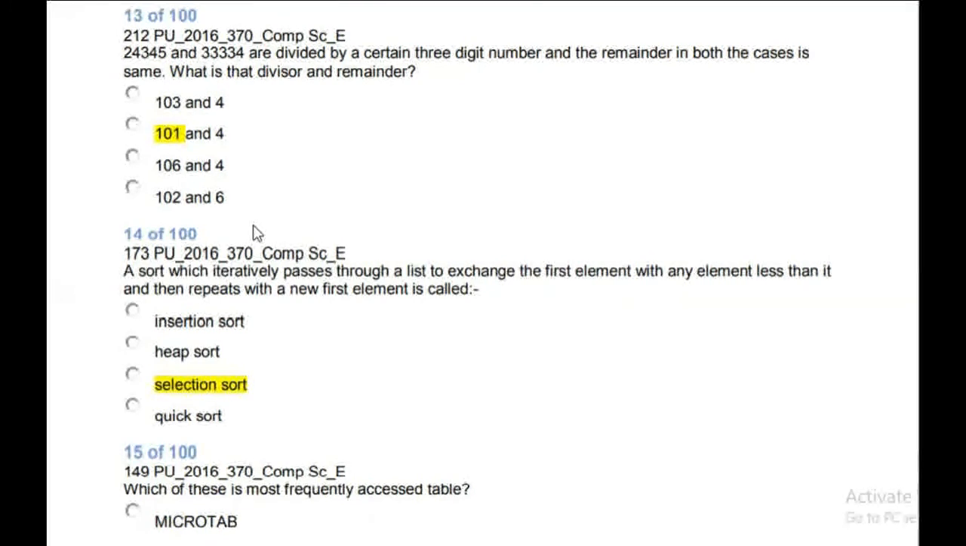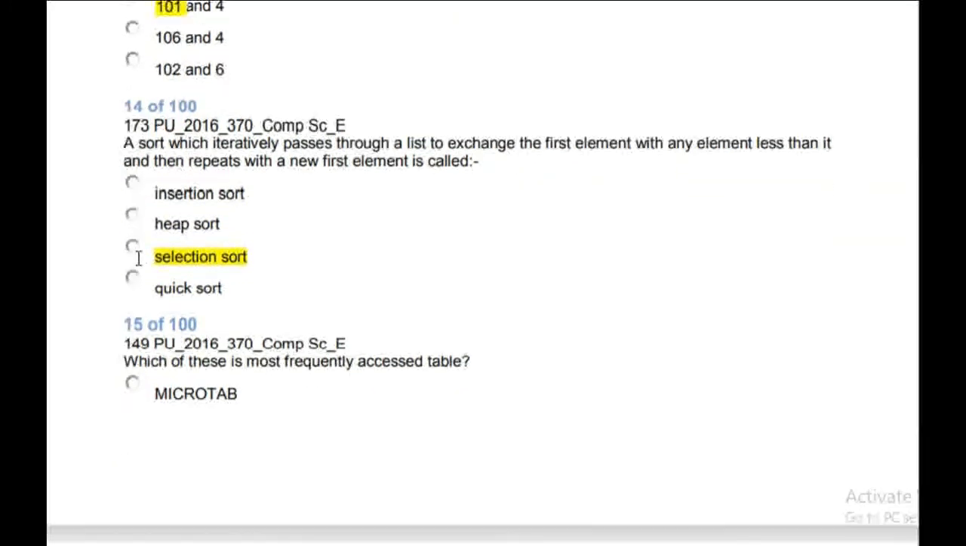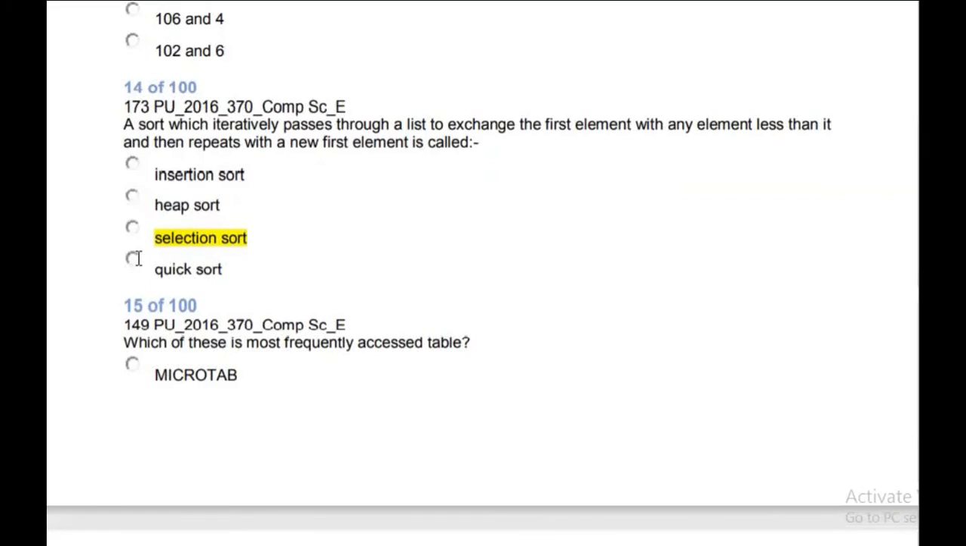24,345 and 33,334 are divided by a certain three-digit number and the remainder in both the cases is same. What is that divisor and remainder? Option B is right, 101 and 4. Okay, next question, 14.